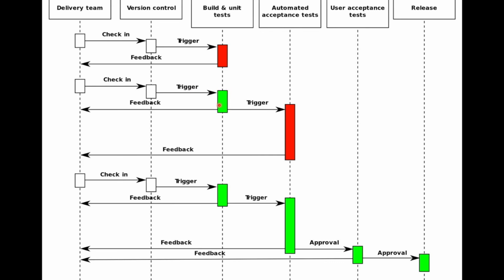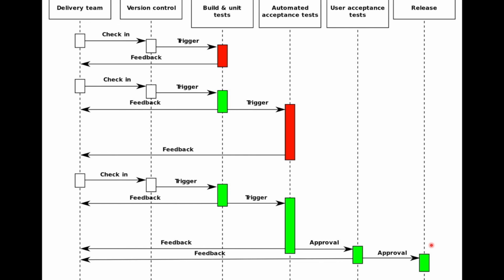unit testing stage, and it moved on to the automated acceptance tests, and it failed there. So then the developer once again made changes. They checked in their code, and it triggered the build stage. It passed, triggered acceptance tests, triggered a user acceptance test stage, and then finally was released.